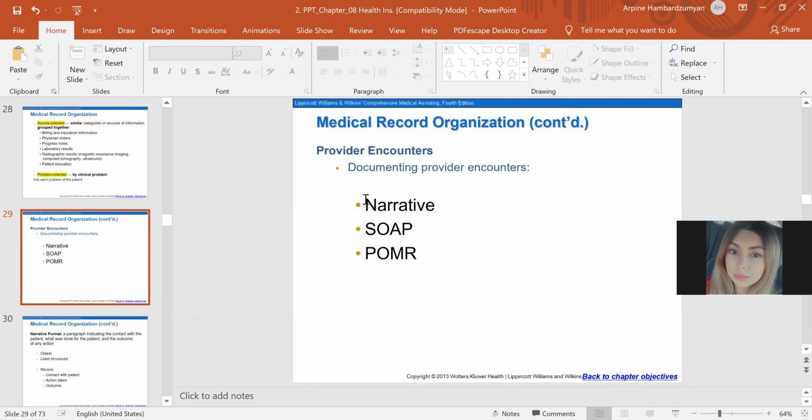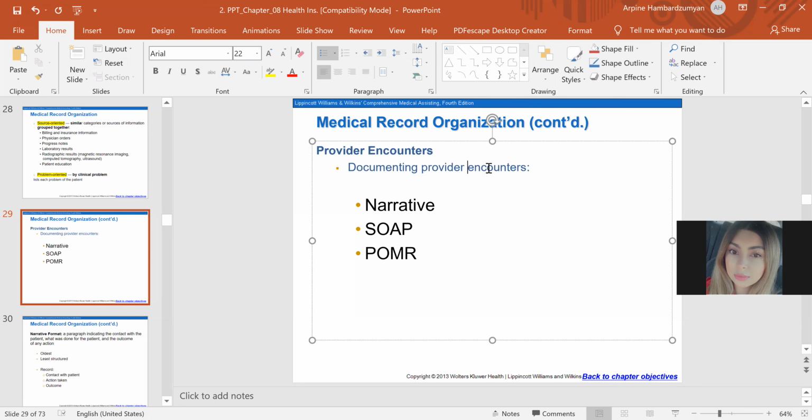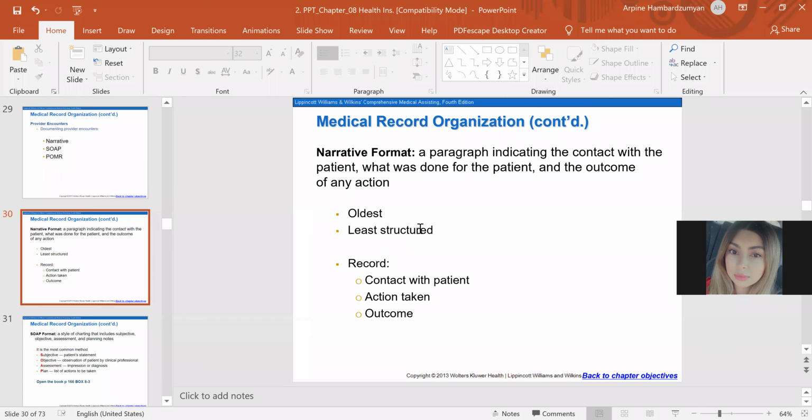There are three types of documenting a provider encounter, which means a meeting with the doctor coming into your office: narrative, which is old and we don't use it anymore, SOAP, and POMR. Usually we use the SOAP method. Let's see what they mean. It is not something where we wash our hands. Yes, let's see what they are.